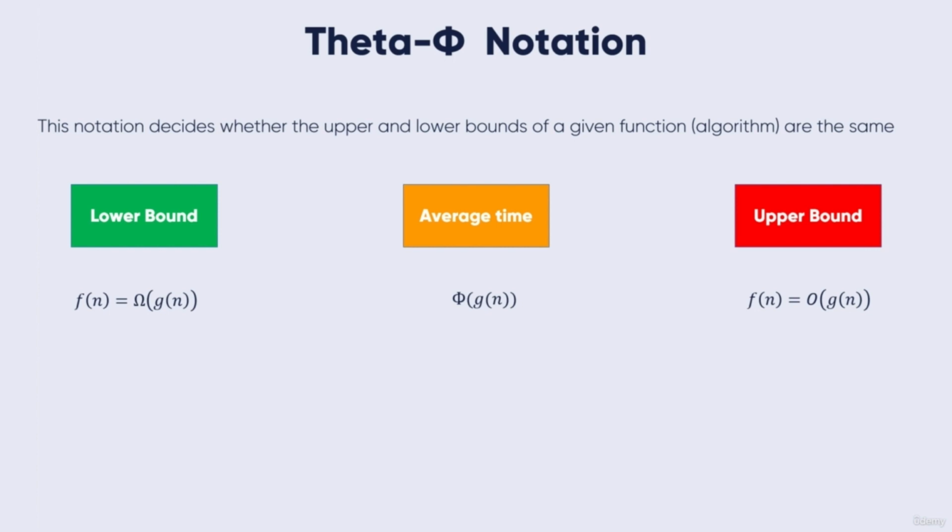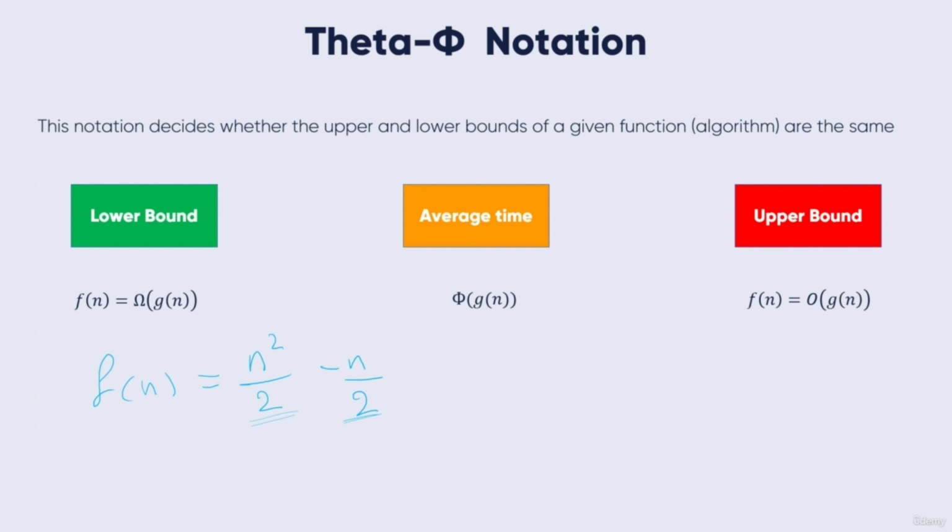For an example of this, we need to get f of n equal to n squared over 2 minus n over 2. Find the theta bound for f of n. If we have this function, we have two terms, the first one and the second one. We have n squared over 2 and minus n over 2.